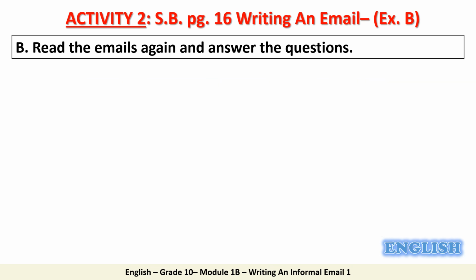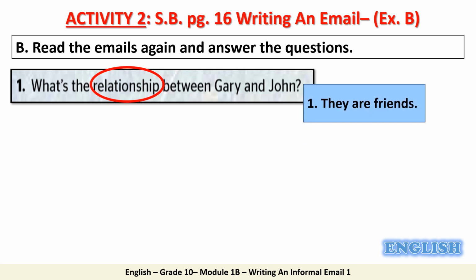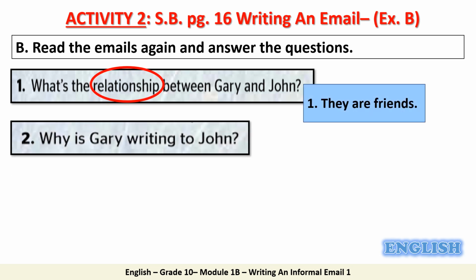So we are going to share the answers of Exercise B, question number 1. What's the relationship between Gary and John? They are friends. Question number 2. Why is Gary writing to John?